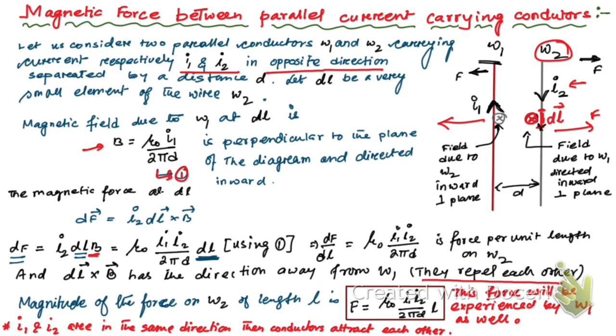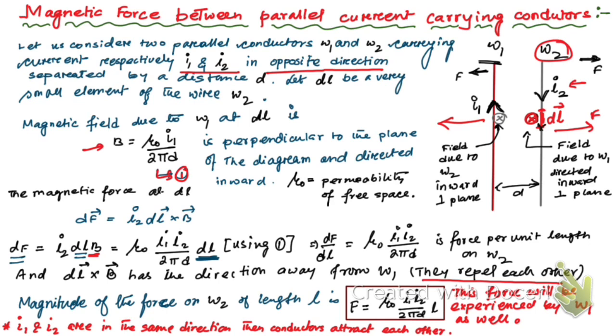Now you see, and let me mention one more thing, what is mu naught here? Mu naught is nothing but the permeability of free space. This is a constant.